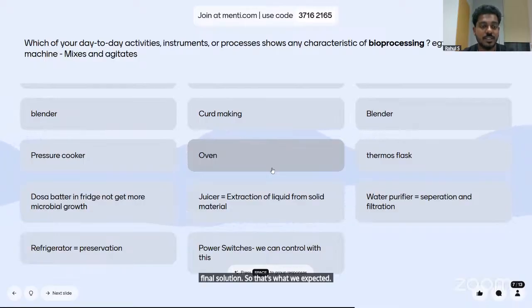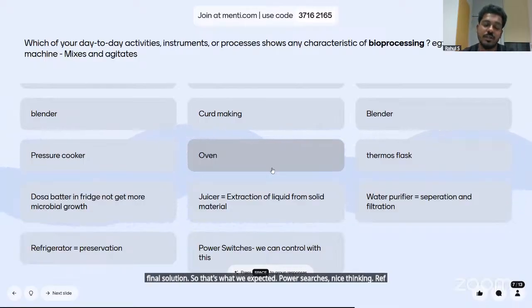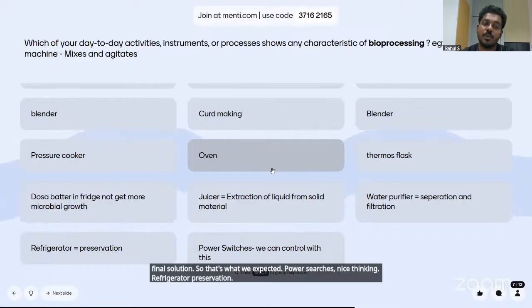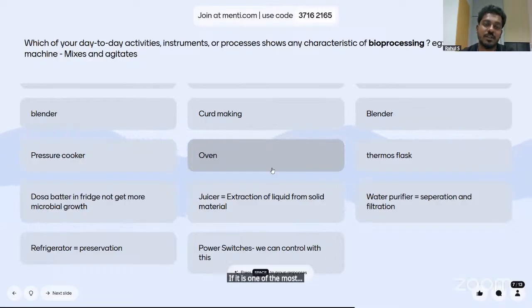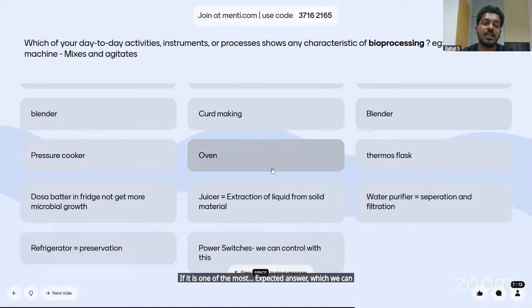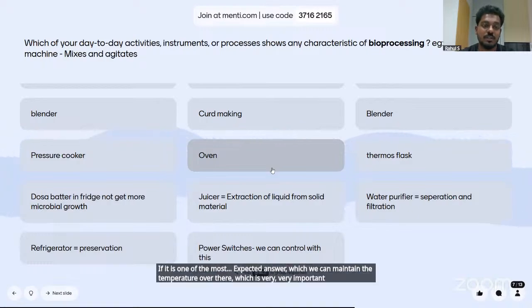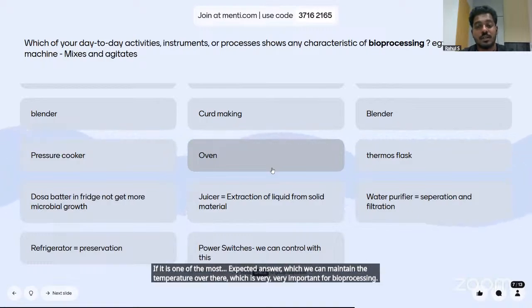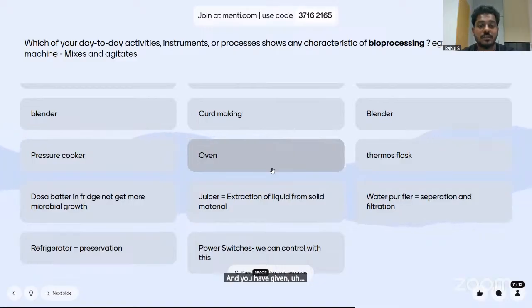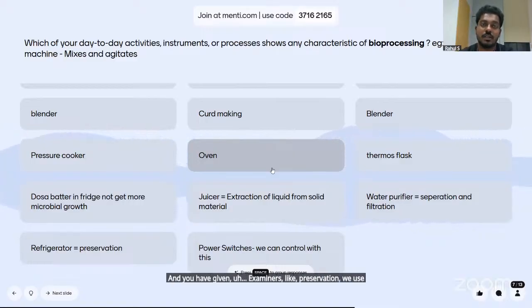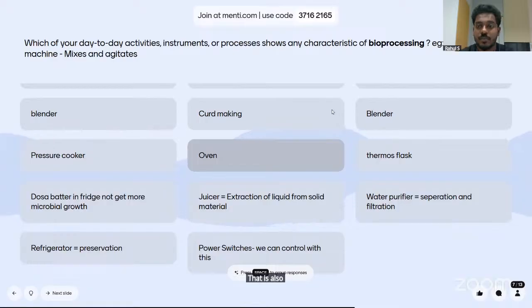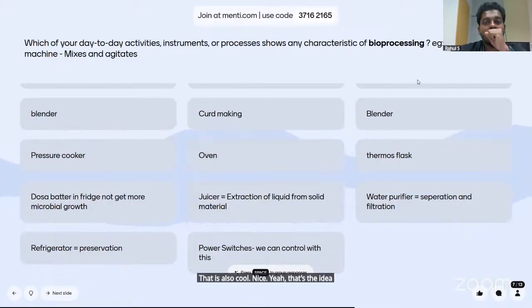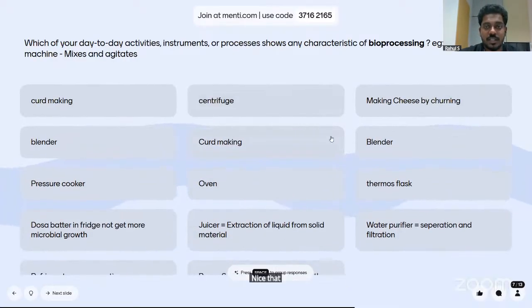Power switches, nice thinking. Refrigerator, preservation. Refrigerator is one of the most expected answers. Actually, we can maintain the temperature over there, which is very, very important for bioprocessing. And you have given an example also, like preservation. We use a refrigerator for preserving. That is also cool. Nice. Yeah, that's the idea. Nice that we got this many responses.